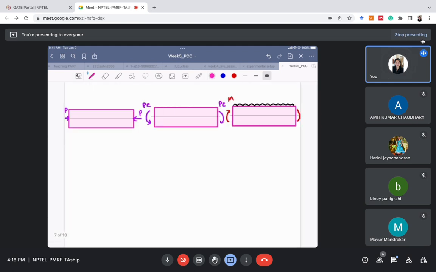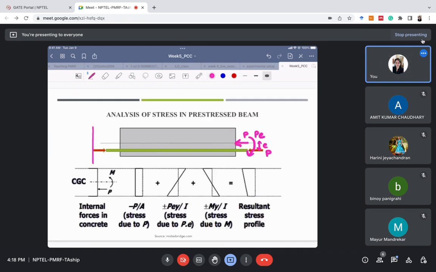Now I'll analyze this. There are now three cases. So this is our final beam which I have to analyze. Suppose there is some load also, UDL also, because in a beam there will be some dead load or some live load. So I have considered this load also. Now these are all the possible forces in my beam.